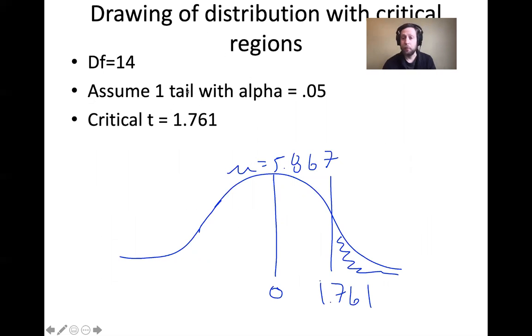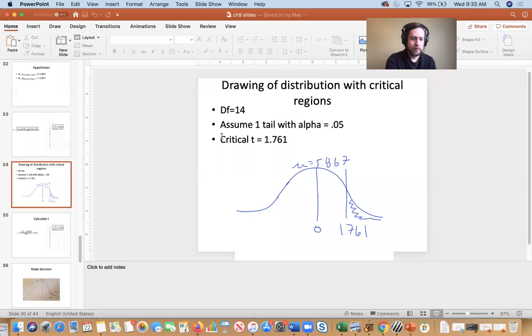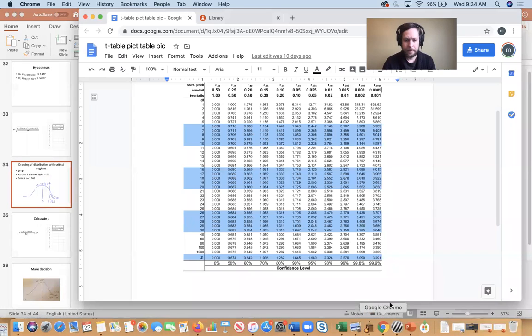I already mentioned that this is a one-tailed test because we only have one inequality in our research hypothesis. We'll use the standard alpha equals 0.05. Let's verify that the critical T is 1.761. So let's go here. Degrees of freedom equals 14. One-tailed test, which means you're using the top row. One-tailed test, so we find 0.05. Then go to where this number intersects with 14, and we do that right here. 1.761 is our critical T.